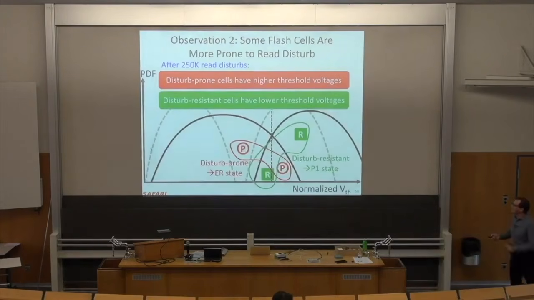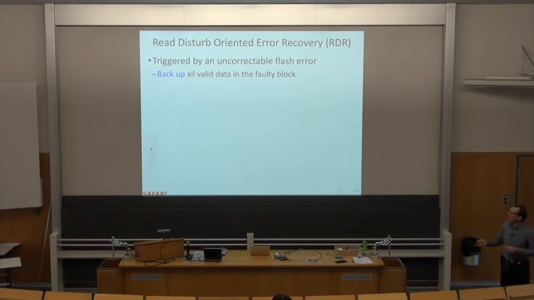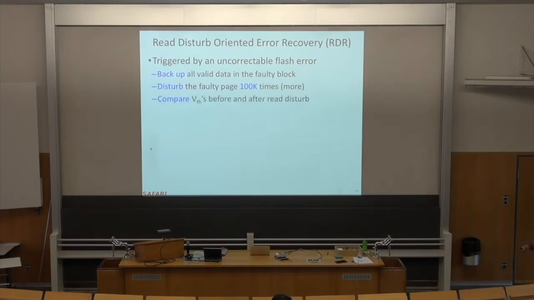Okay, so basically, we misread these two cells in this case. But we don't want to misread those two cells. So how can we do that? The idea is taking advantage of the read disturb proneness of these cells to do error recovery. Let's assume you get an uncorrectable flash error. You back up all valid data in the faulty block. You disturb the faulty page, let's say some number of times, enough times, or many more times than 100K. And then you compare the threshold voltages before and after read disturb. And then you select some cells that are susceptible to flash errors.